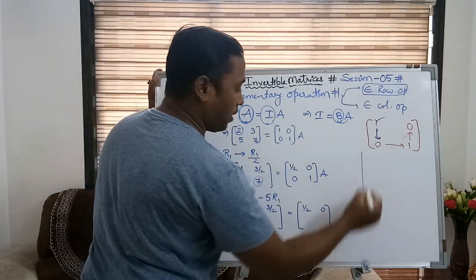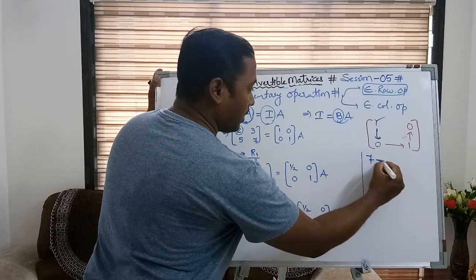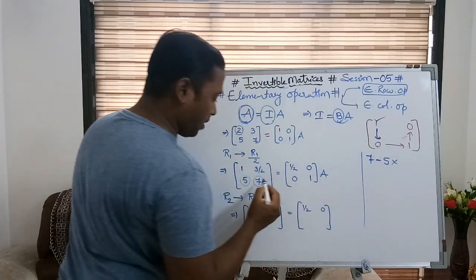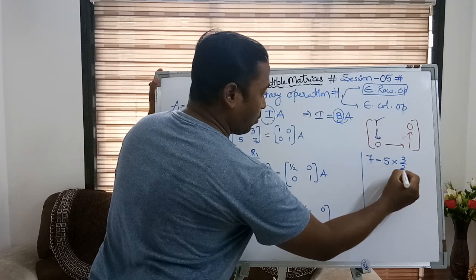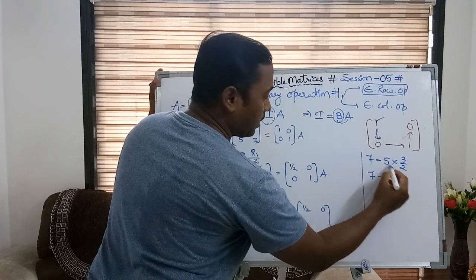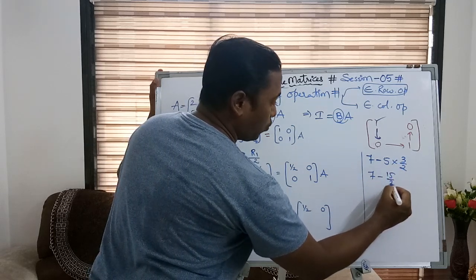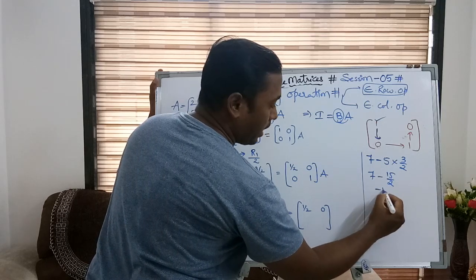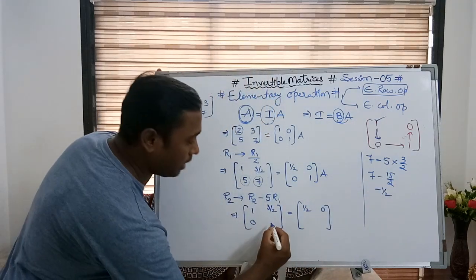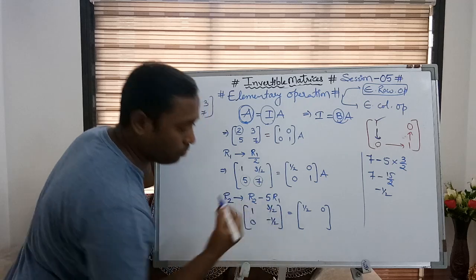I am doing this properly here. 7 में से 5 times of क्या सब्ट्रैक्ट होगा, 3 by 2 सब्ट्रैक्ट होगा. So 7 minus it हो गया 15 by 2. By taking LCM, minus 1 by 2 is remaining. So I am writing the simple calculation here, minus 1 by 2.